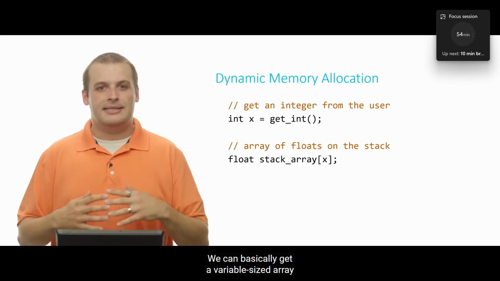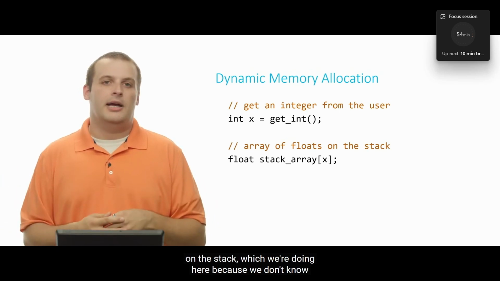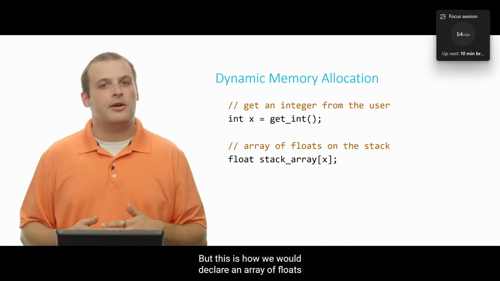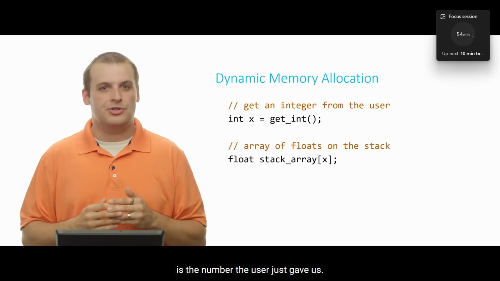We can basically get a variable sized array on the stack, which we're doing here because we don't know how big it's going to be in advance. We're just getting it from the user. But this is how we would declare an array of floats on the stack, where the number of items in that array is the number the user just gave us.